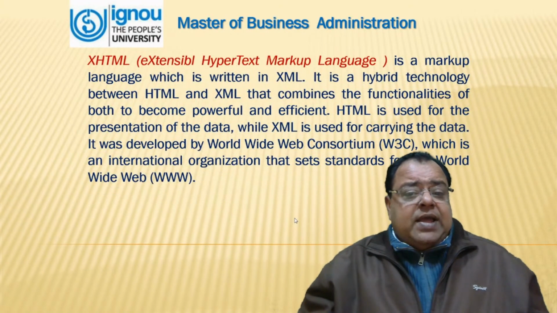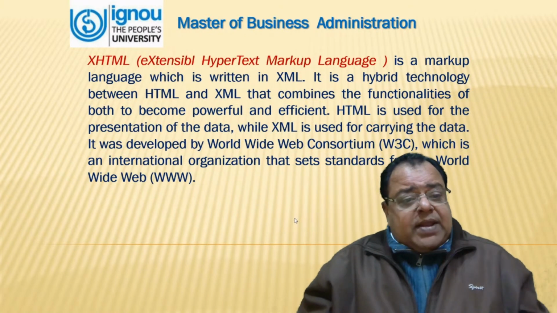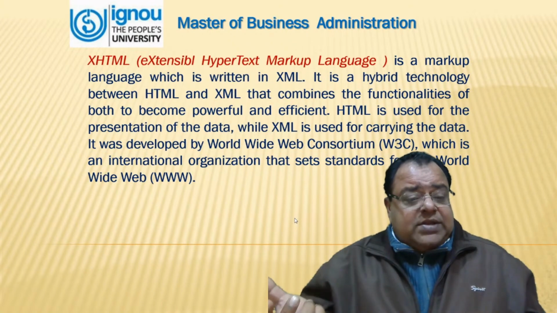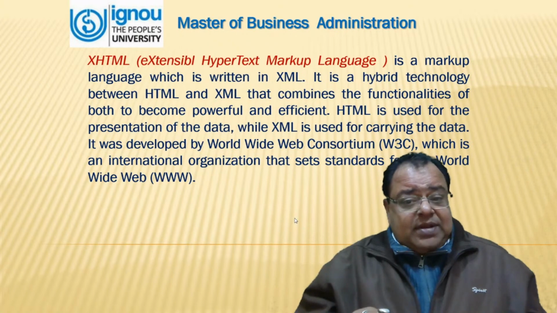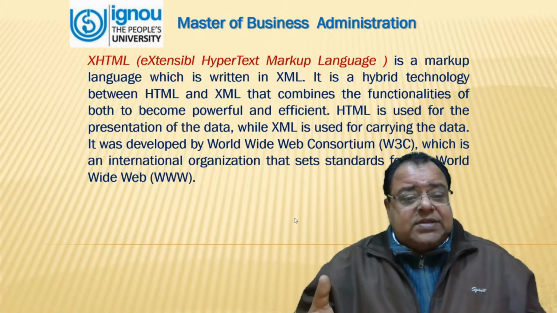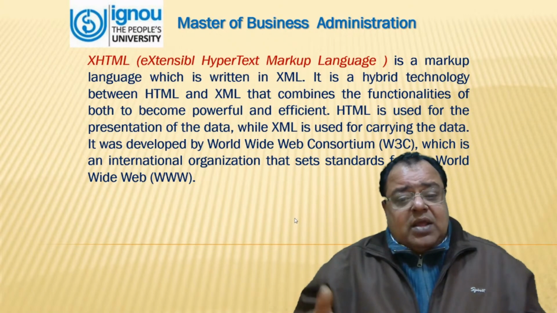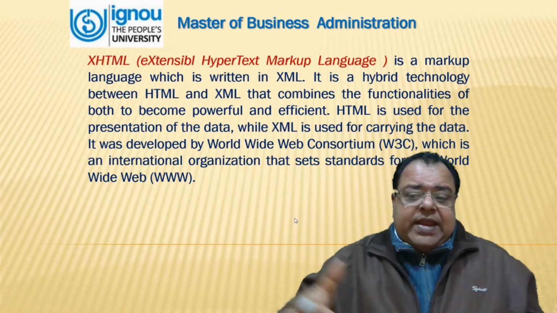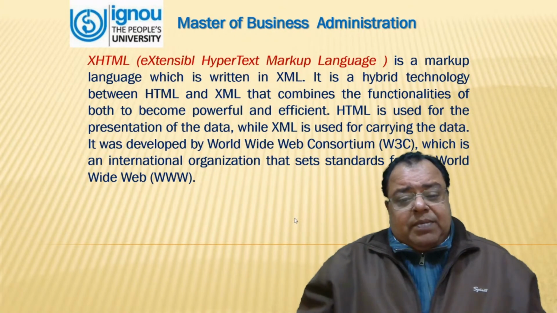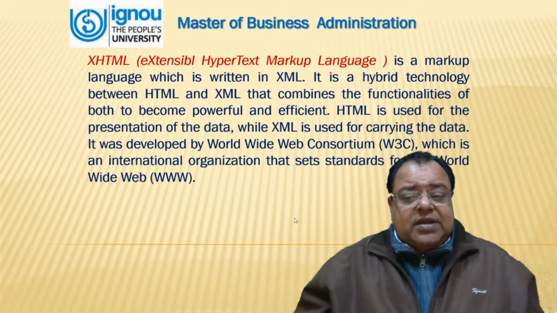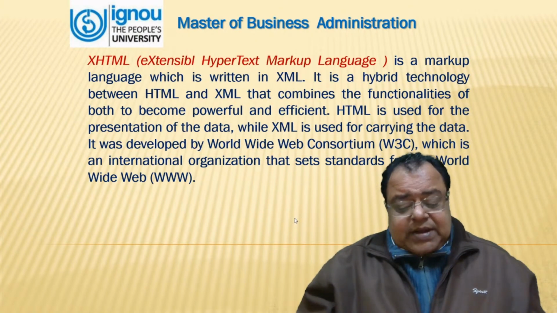XHTML, that is Extensible Hypertext Markup Language, is a markup language which is written in XML. It is a hybrid technology between HTML and XML that combines the functionalities of both to become powerful and efficient. HTML is used for the presentation of the data, while XML is used for carrying the data. It was developed by the World Wide Web Consortium, that is W3C, which is an international organization that sets standards for the World Wide Web, that is WWW.